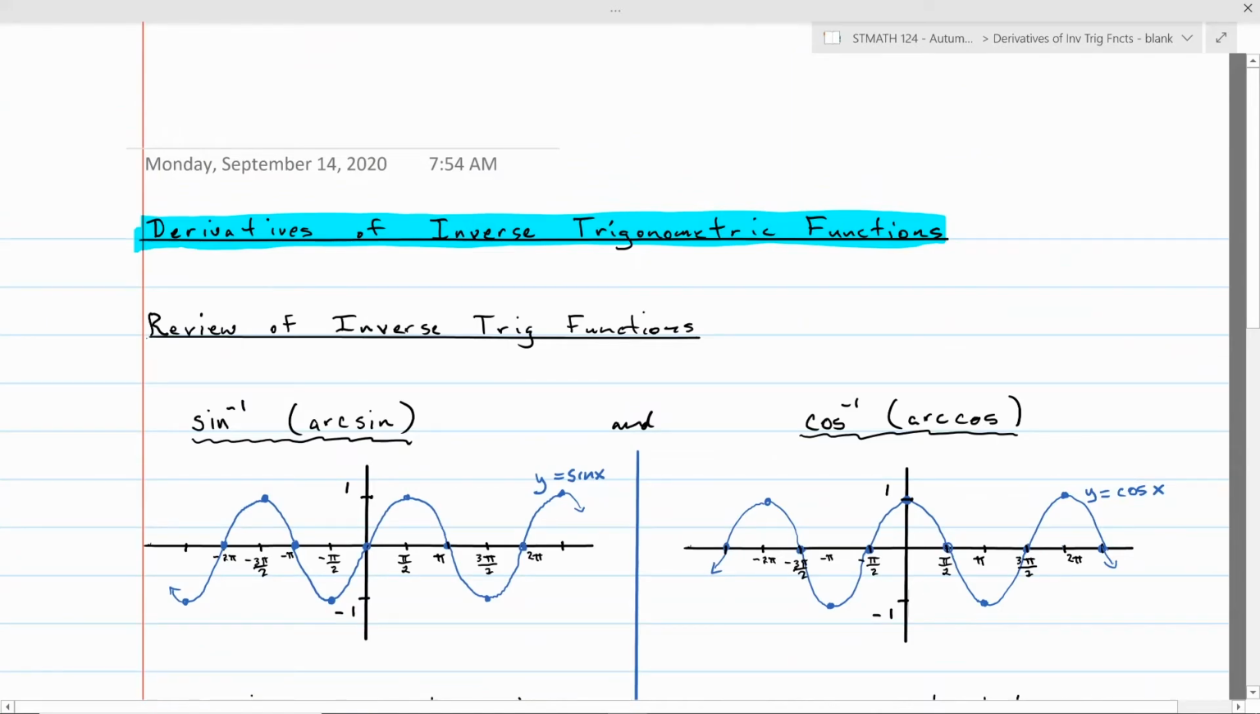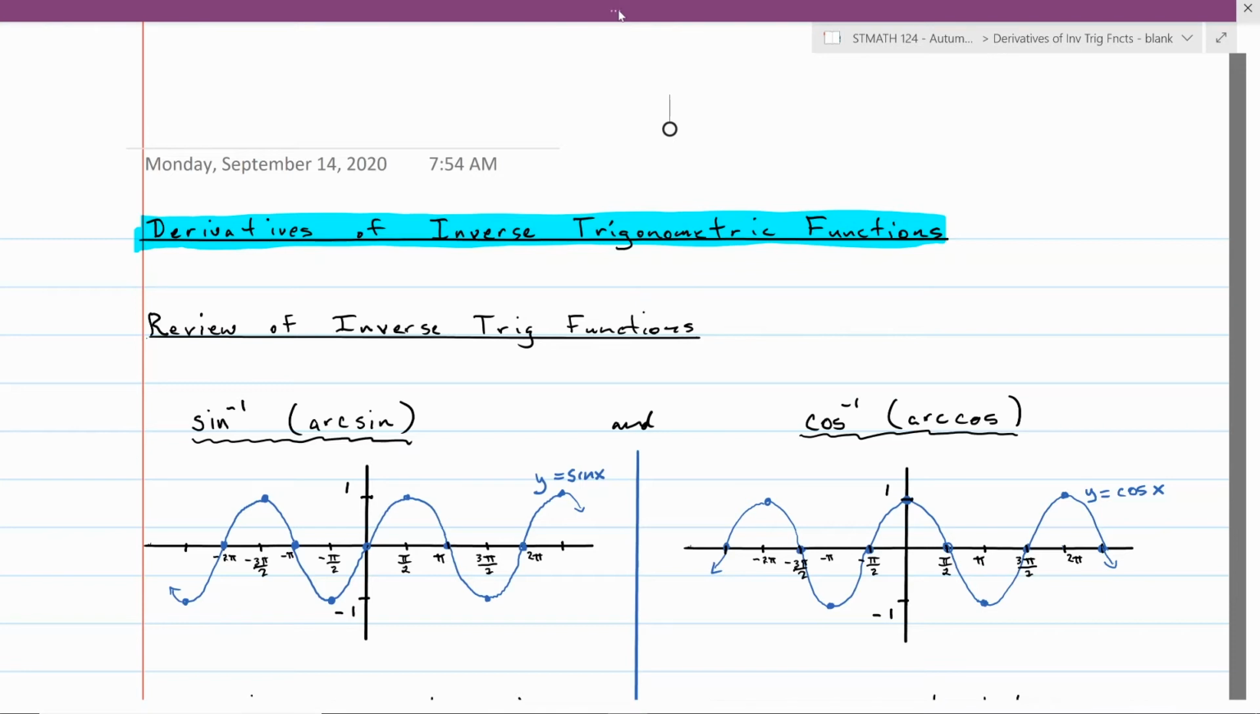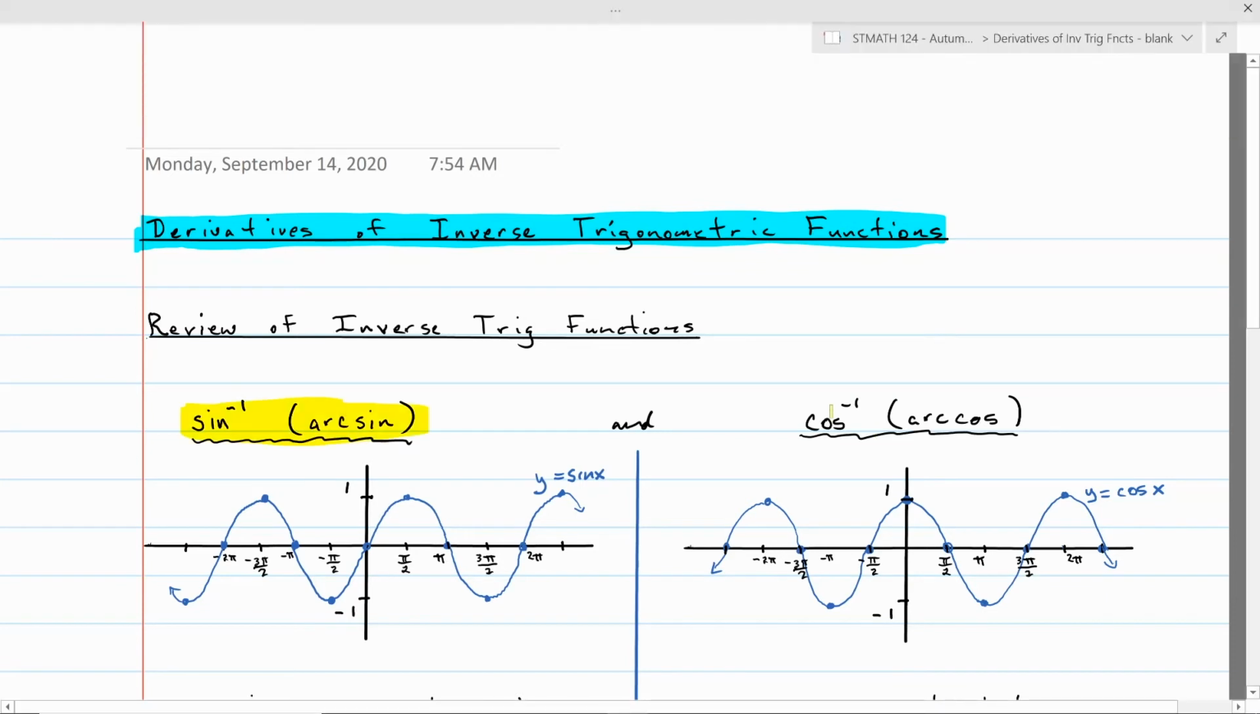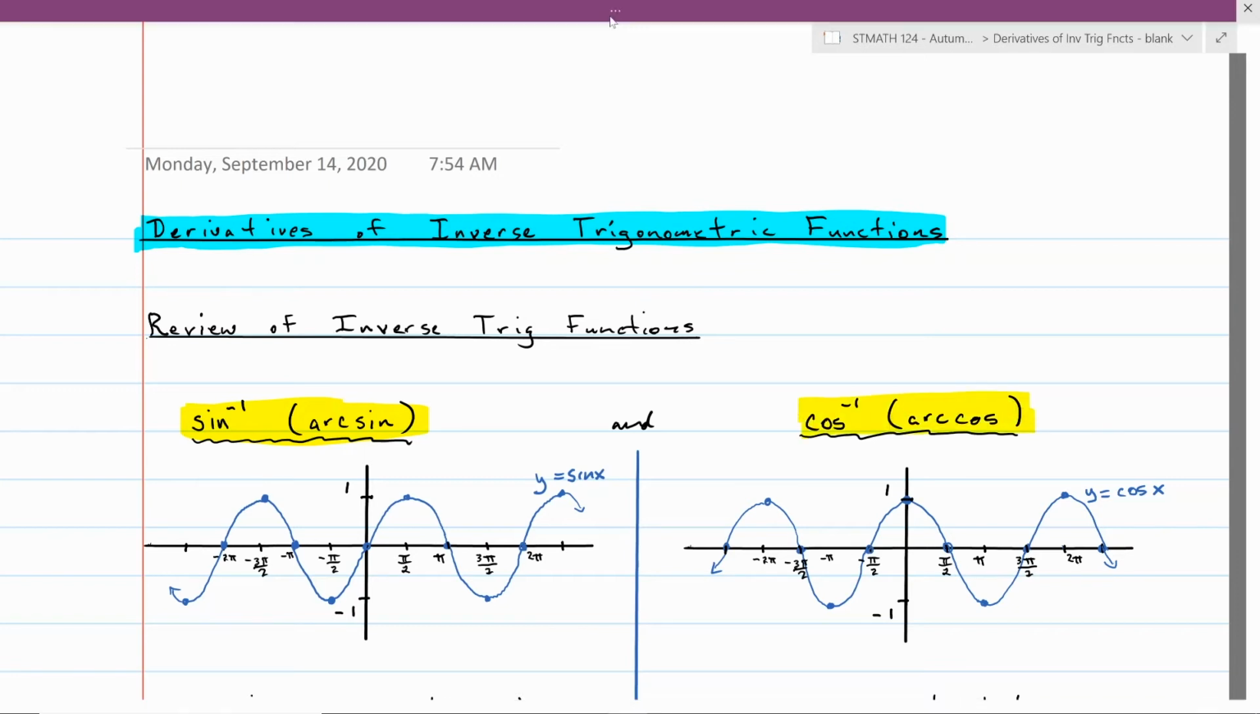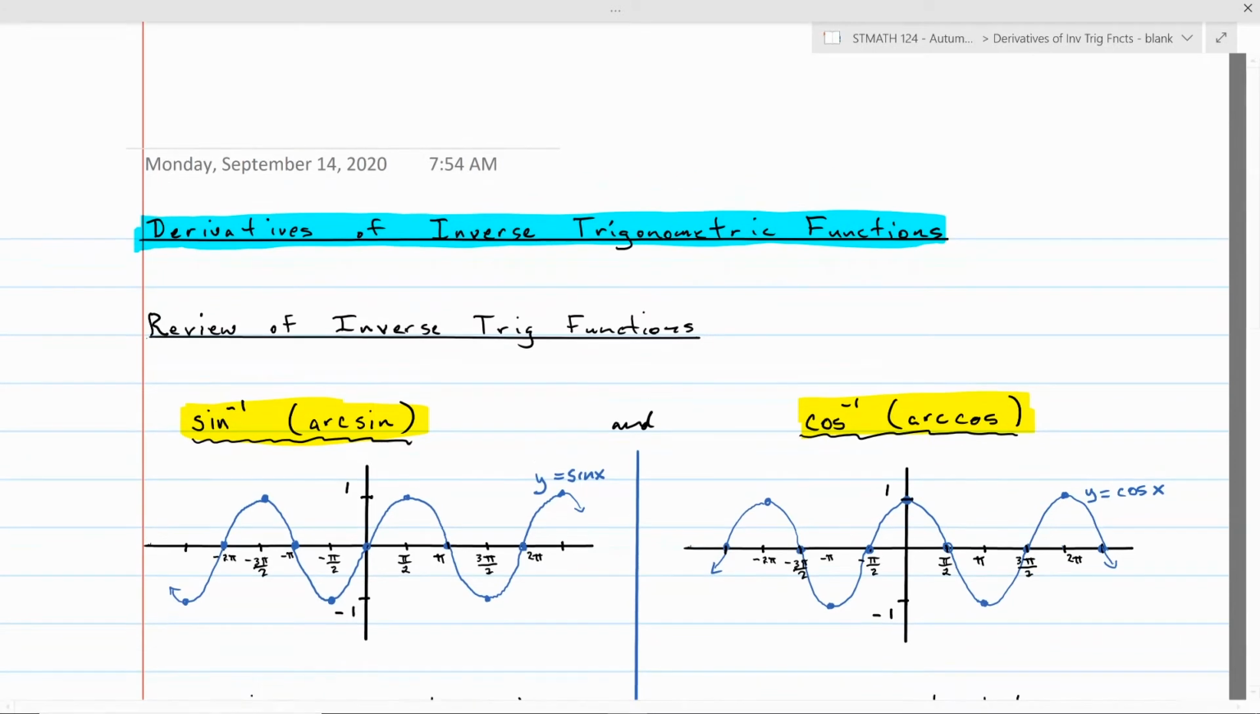Hello, calculus students. Today's topic is derivatives of inverse trigonometric functions. Let's start by reviewing inverse trig functions, and we'll start with the inverse sine function, which is sometimes called arcsine, and we'll, in parallel, do the inverse cosine function, or arccos. We'll begin by reminding ourselves what the graphs of these two trig functions look like.